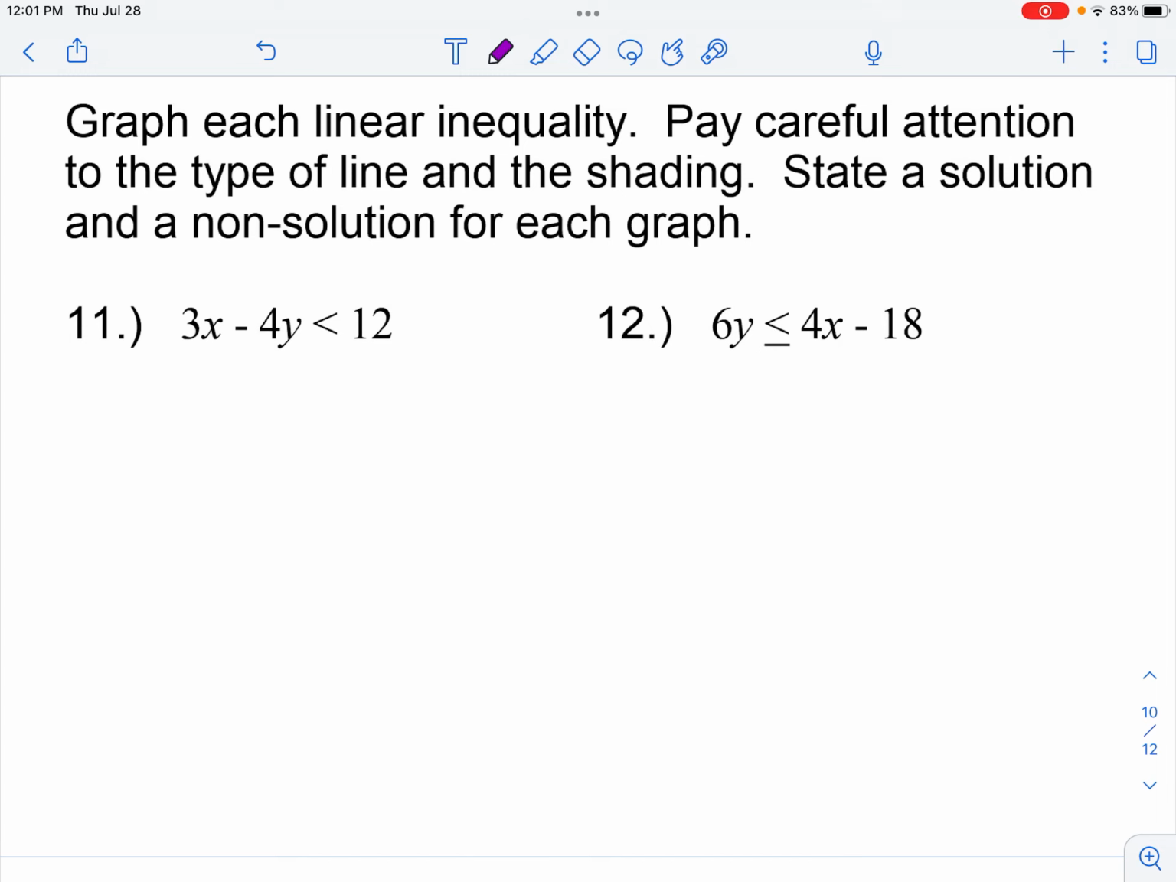All right, so problem number 11 is in standard form. I'm going to go ahead and I'm going to do x and y intercepts again. So when I do the x-intercept, pretend like the y isn't there because y is 0. And when I solve this, I'm going to get x equals 4.